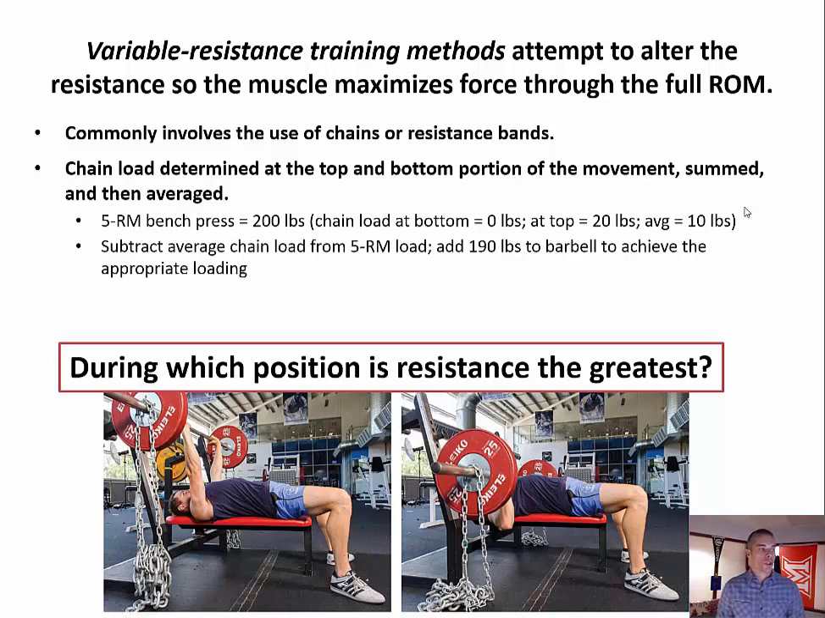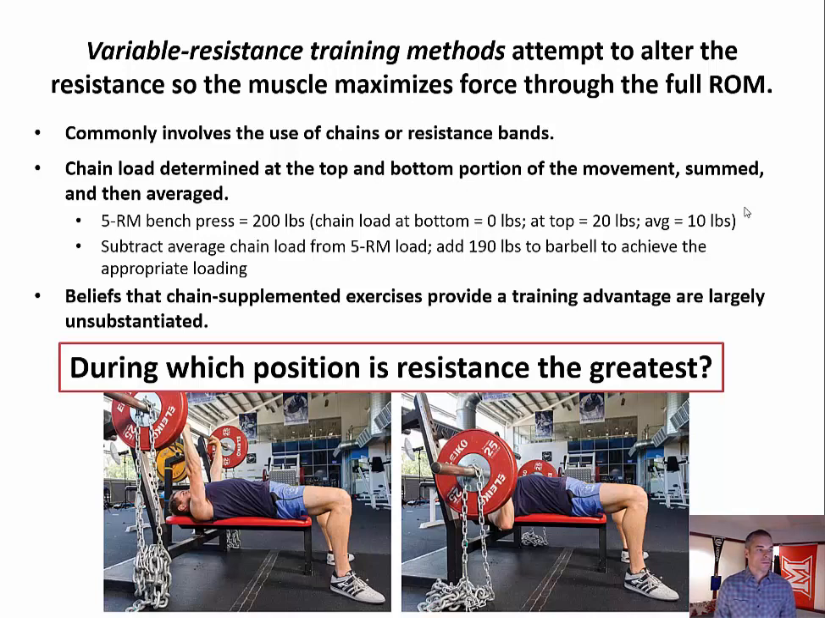So next, we can simply subtract the average chain load from the 5 RM load. Therefore, in this case, we would add 190 pounds to the barbell to achieve the appropriate loading. Now, there's been some research on the efficacy of chain supplemented exercises, but for the most part, beliefs that chain supplemented exercises provide a training advantage are largely unsubstantiated in the literature.